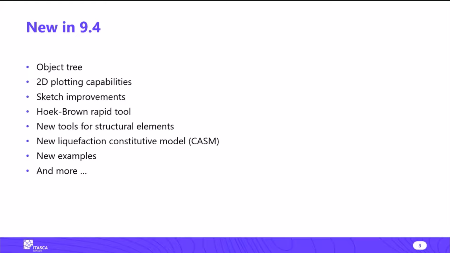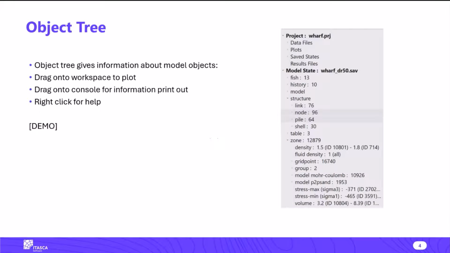Okay, so here's the list of new things in 9.4, or at least the things I'm going to talk about. The object tree, I'll describe what that is in a minute. Some new plotting capabilities in 2D, some new improvements for the sketch tool, a new tool for looking at Hoek-Brown failure envelopes, some capabilities for structural elements, a new constitutive model, and some new examples.